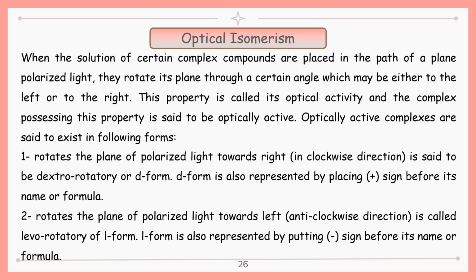One, which rotates the plane of polarized light towards the right or in the clockwise direction, is said to be dextrorotatory or D form. It is also represented by placing a plus sign before the name or the formula. The second one rotates the plane of polarized light towards the left or anticlockwise direction and is called levorotatory or the L form, which is represented by putting a minus sign before its name or formula.